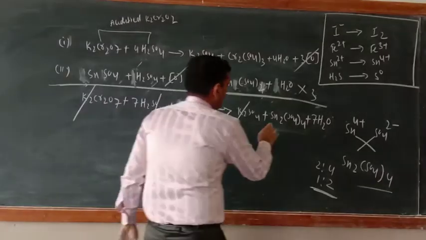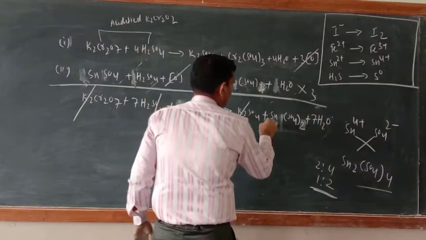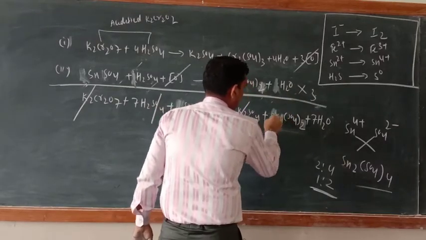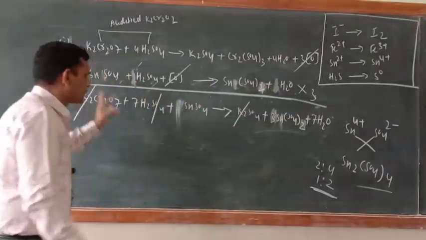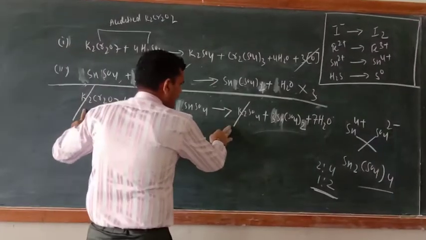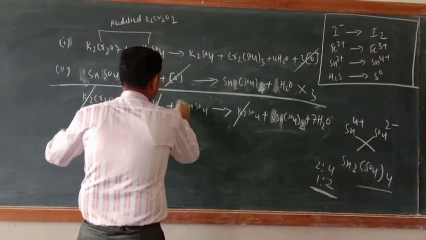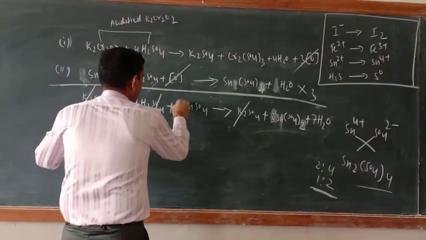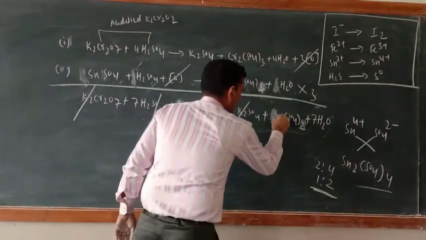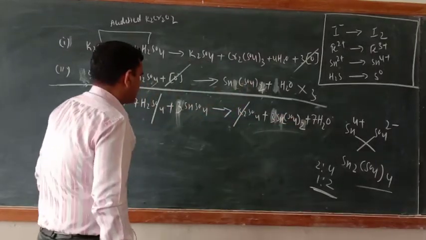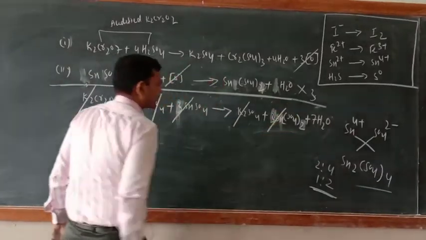SnSO4. Now here what is there? Take SnSO4 whole twice. How many? 3 Sn. Here 3. Plus 7H2O. So now just cancel out. 2K is cancelled out. Now this side how many Sn is there? 3Sn. So this side also 3Sn is there. No problem at all. Now just 3Sn is cancelled out.